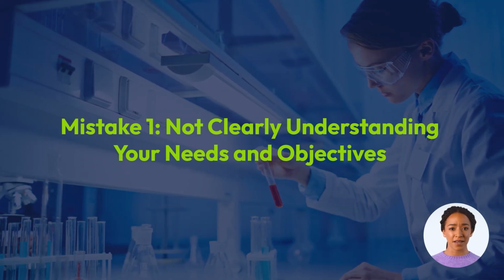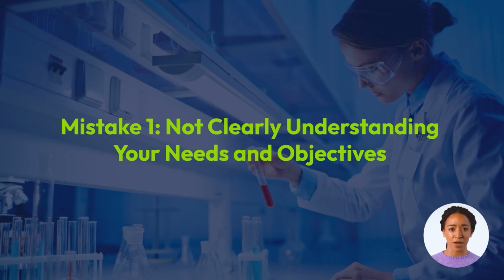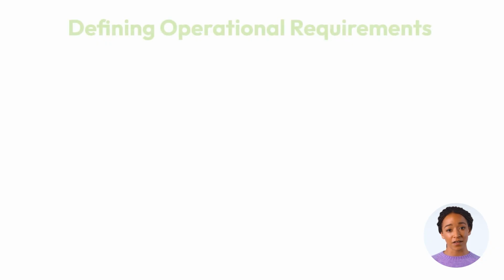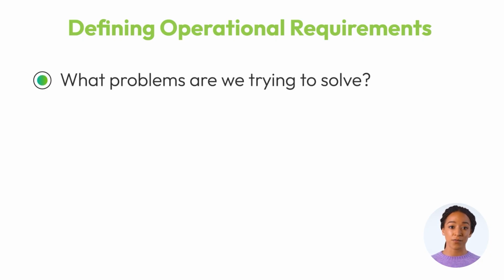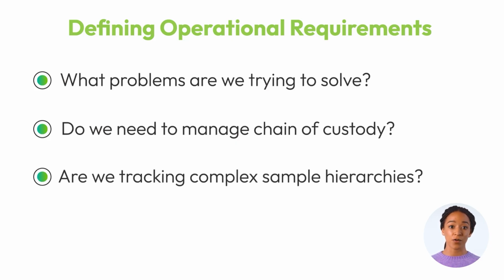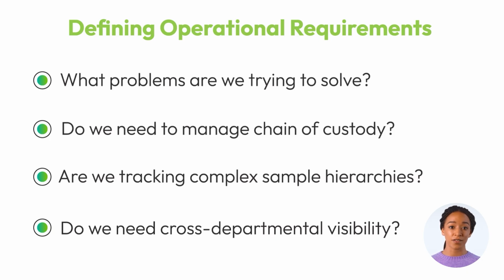One of the most common and costly mistakes labs make is jumping into the software search without first defining their operational requirements. Before looking at features, it's important to take a step back and ask, what specific problems are we trying to solve? Do we need to manage chain of custody for thousands of clinical samples? Are we tracking complex sample hierarchies in genomics workflows? Do we need cross-departmental visibility or location-based logistics?